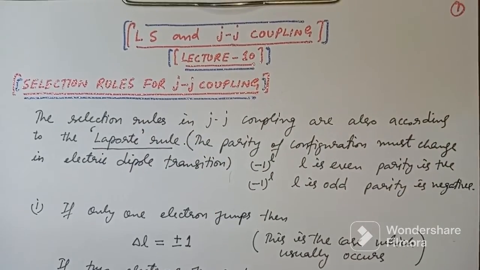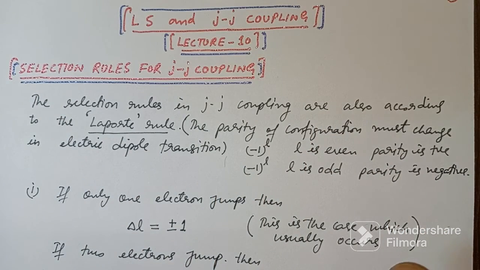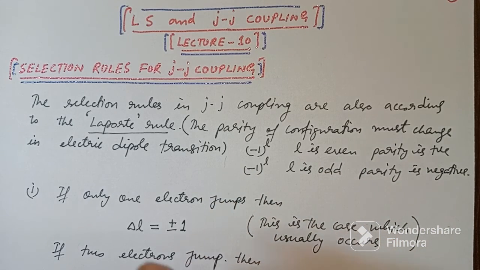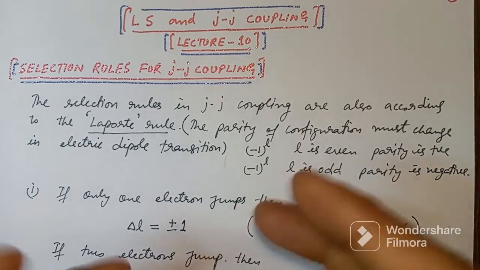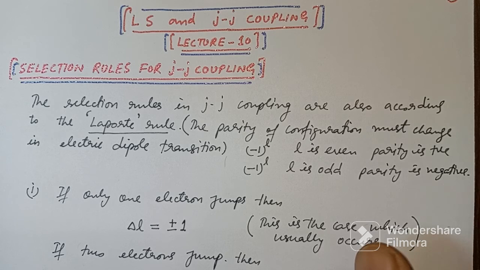So now we have completed all the theory for the LS coupling and JJ coupling. From the next lecture, we are going to discuss the various problems related to LS and JJ coupling, and I will try to solve more and more problems. So from now on, in this particular series, we will do some numericals, some problems related to LS and JJ coupling. So that is all for today's lecture.